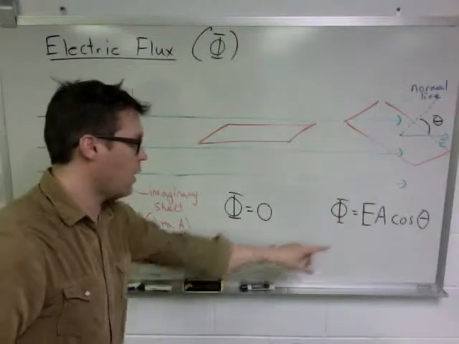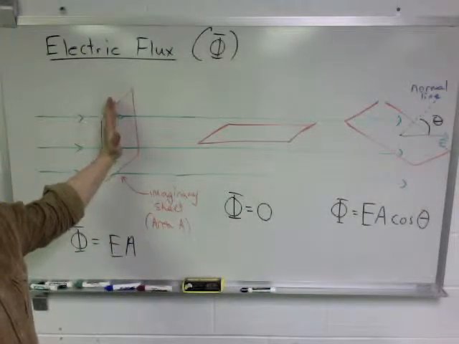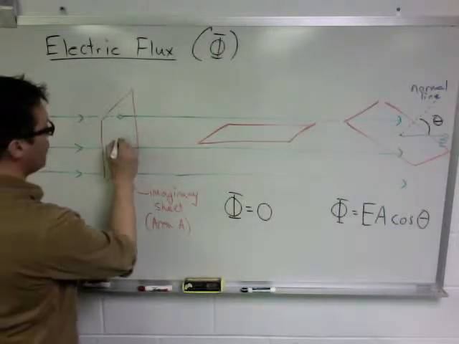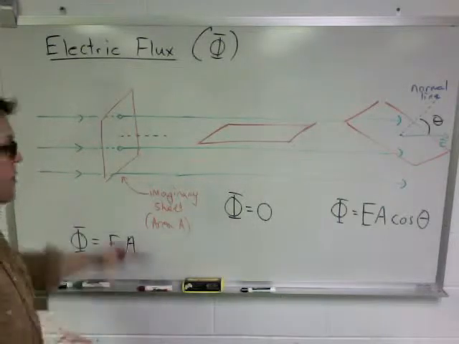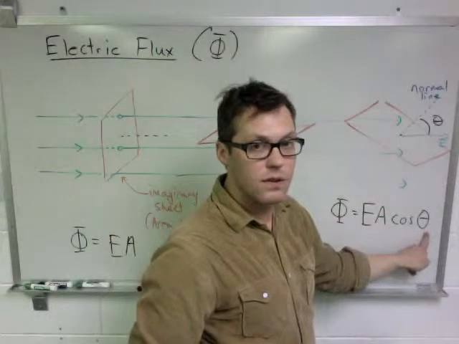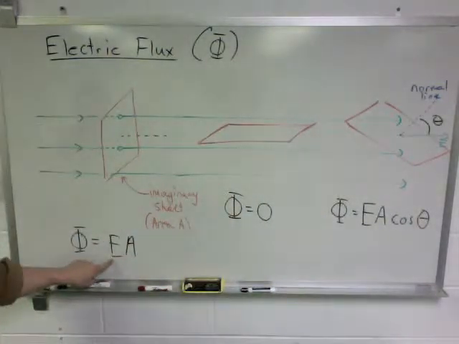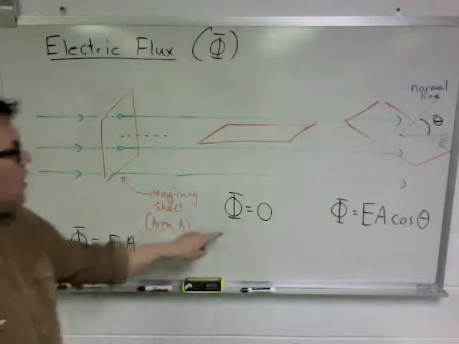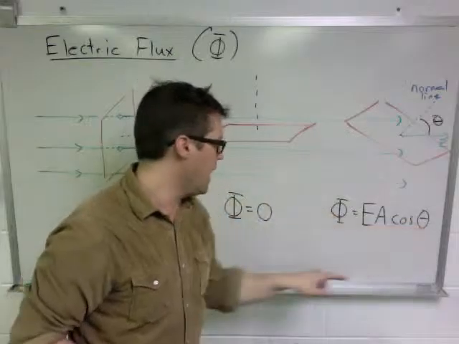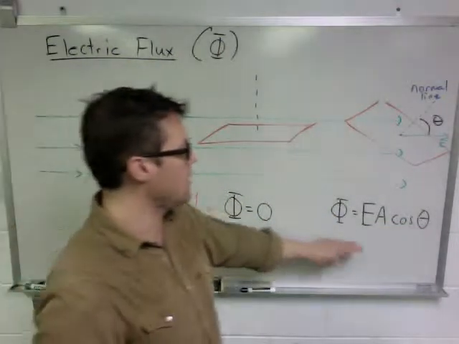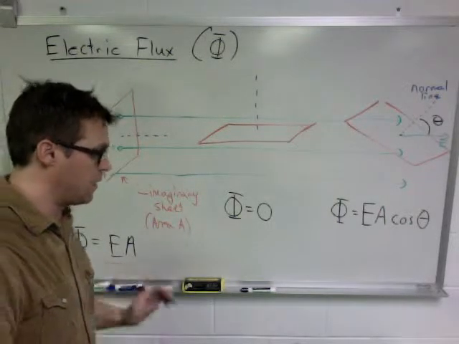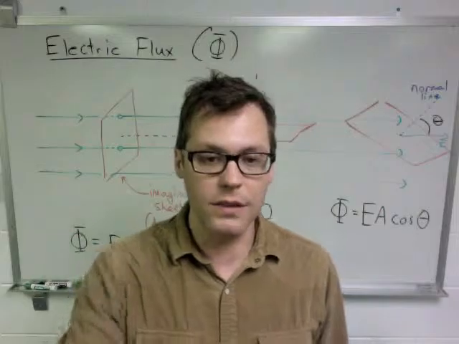Why? Well, it's cosine because in this case, when the sheet is vertical, the normal line is like so, which means that the angle between the normal line and the electric field is 0. And cosine of 0 is 1. And so I have EA times 1. Over here, the normal line is perpendicular to the electric field, so cosine of 90 is 0. So I got a 0 there. So you can see that this really does cover the full possible range of all these possible values. Okay, so we have a general definition now for electric flux.